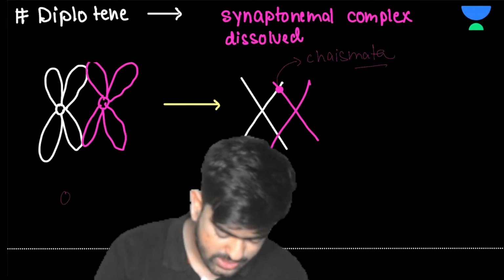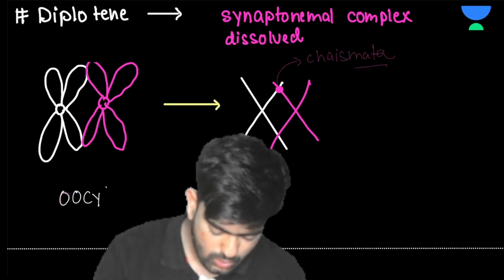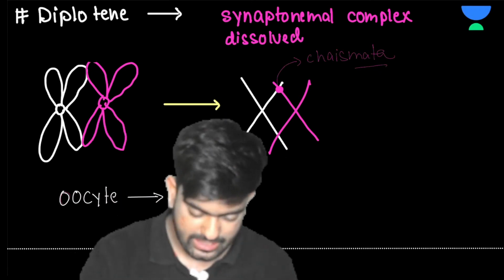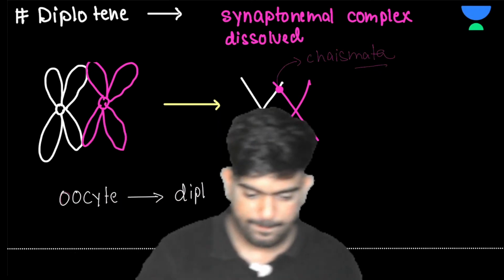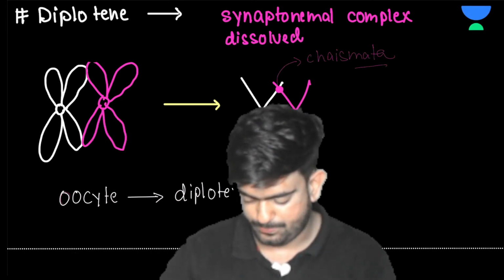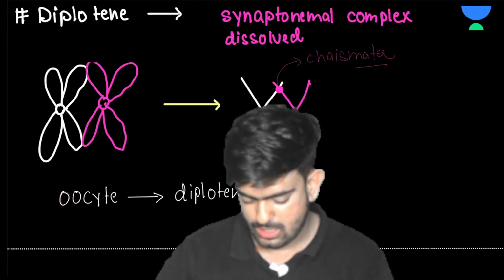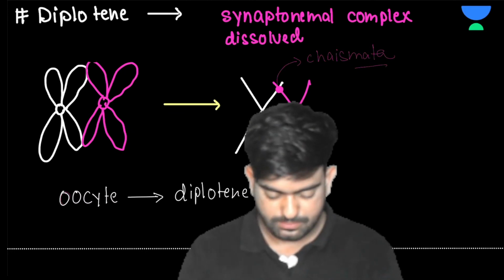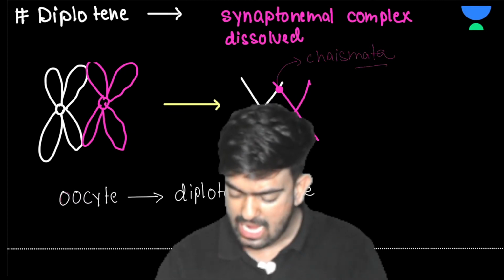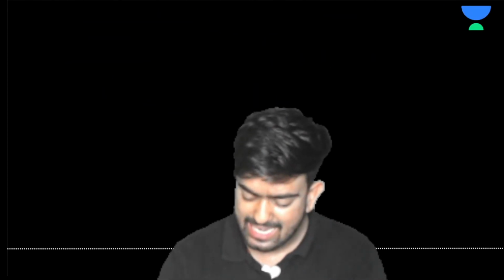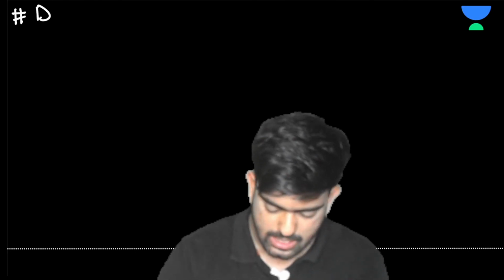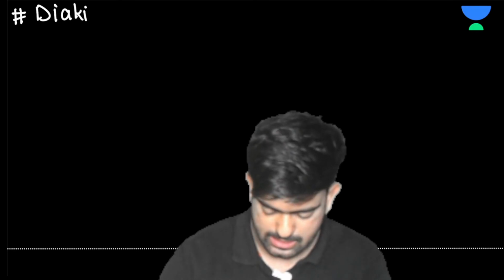It's a very good question. A question can come: what about the oocyte? The oocyte is paused in the diplotene stage. Clear? I hope that this is clear to everyone. Diplotene clear? Yes, sir. Next, let's go towards diakinesis. Let us talk about another thing, that is diakinesis.